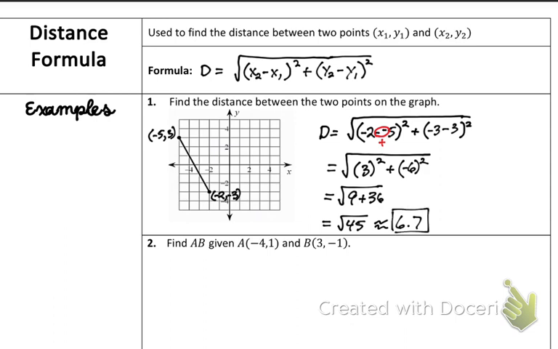I made it wavy because it means it's not exact. This means it's approximately 6.7, so Mr. Pabian knows I rounded the answer, because your calculator says 6.7 something, right? So I'm going to stop at 6.7, but it was an approximation. So that means I approximated it.